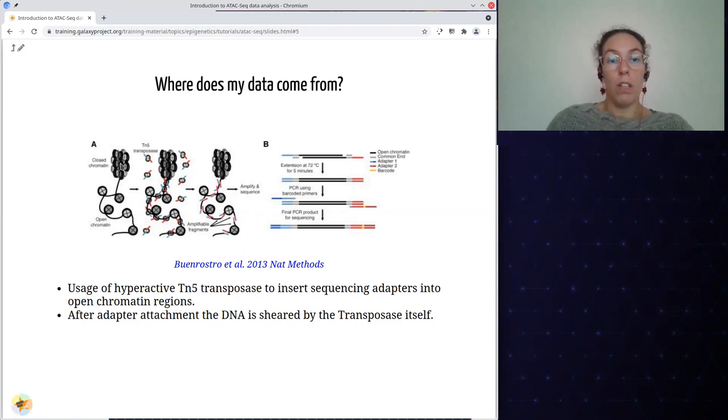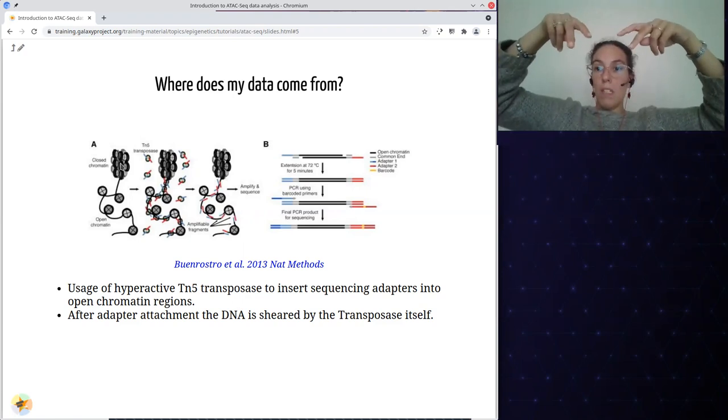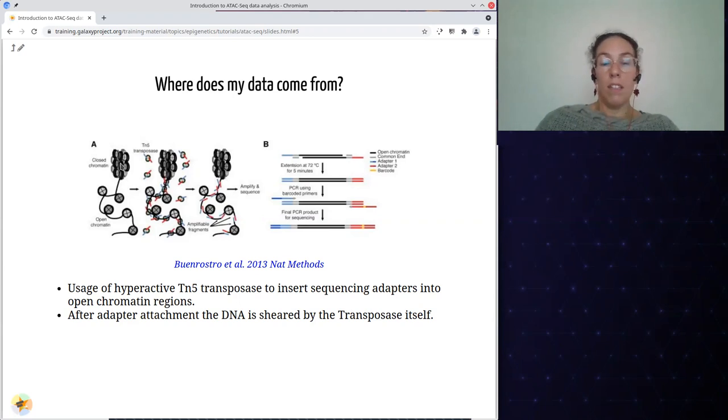So in order to be able to know which are the regions in your genome that are accessible, ATAC-Seq uses the Tn5 transposase. The transposase is a protein that is able to bind to DNA and to insert a piece of DNA that is foreign to this genome. This Tn5 transposase has been modified. It's now more active, and this is the more active version that we are going to use in ATAC-Seq.